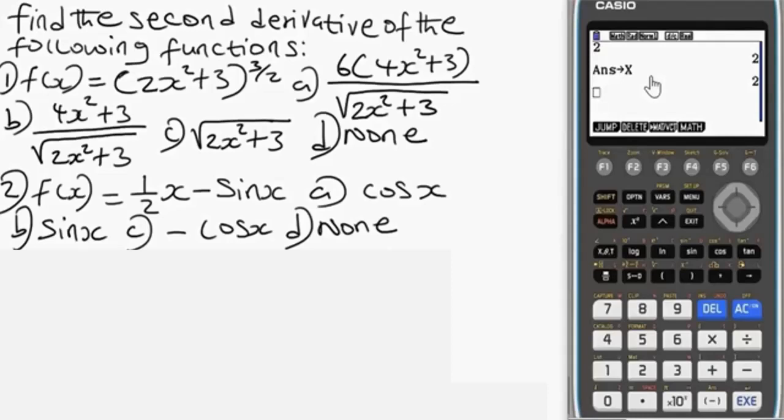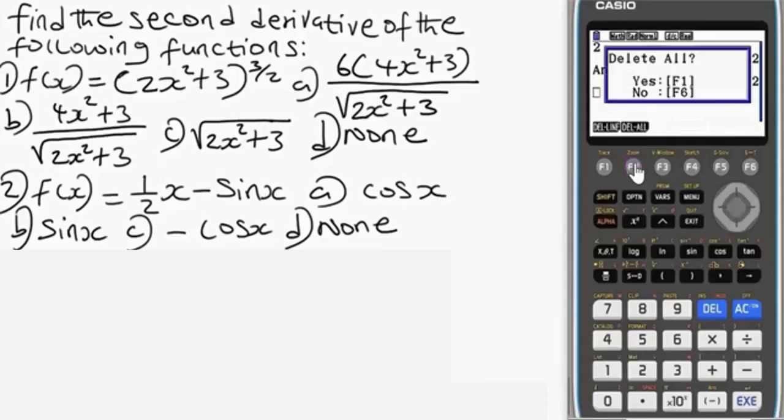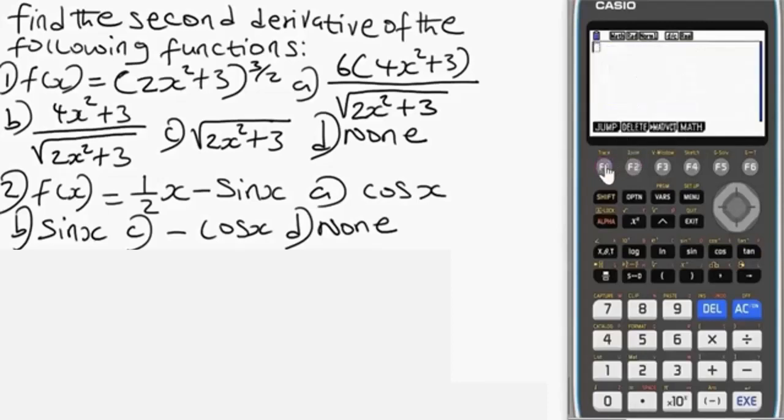Let's begin to differentiate these functions from here one by one. So let's delete all here. Press F2. F2 again to delete all. F1. Okay, so let's begin with question 1 under second derivative. To bring out the particulars on this calculator, you press F4 for math. Then when you press F4, you see the d squared over dx squared, the second derivative. Press F5 for it.